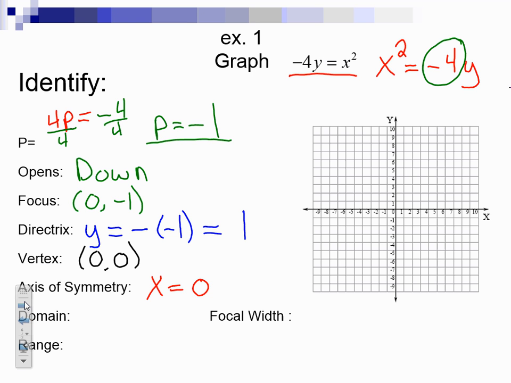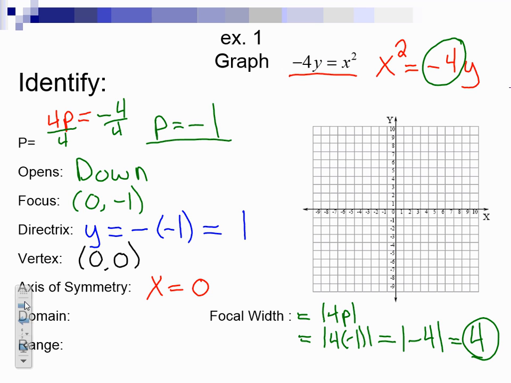Now, the focal width, this is so important. This is how we're going to be able to answer a lot of questions. Remember, it is equal to the absolute value of 4p. This is how we're going to graph it. So it's going to equal the absolute value of 4 times -1, which is the absolute value of -4, which is just 4. So our width is 4.